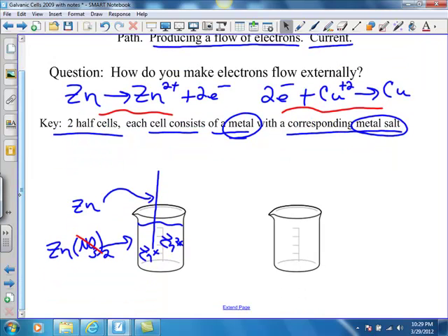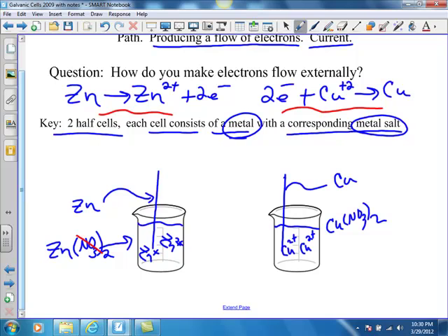Okay, so now I need to do the other half cell. In the other half cell, I want to put some copper nitrate solution. So there's my salt. Now, what does that really put in solution? That really puts in my copper ions. So what I'm really getting out of the copper nitrate is my copper ions. And then I'm going to put in a solid piece of copper. This copper is solid, and I guess I could have put that over here. This zinc is solid zinc.